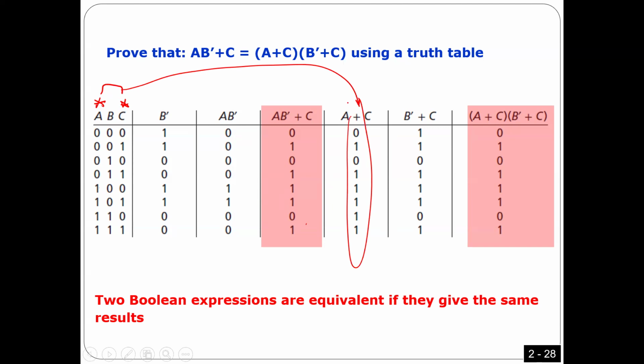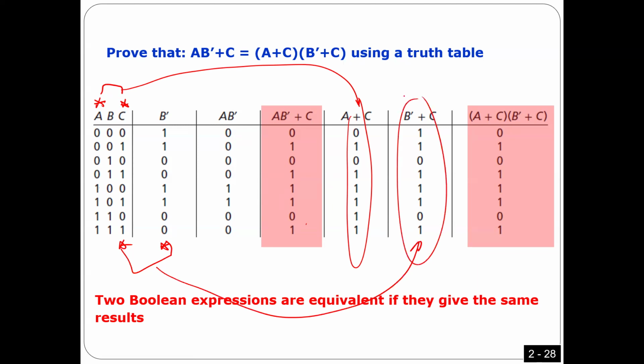column here. Also, I have B prime here, and I have C here, so I can do OR. Sorry, this is OR. I can do OR between them and then get this one. Once I have this term and this term, I can do AND between these 2 terms to get this one.